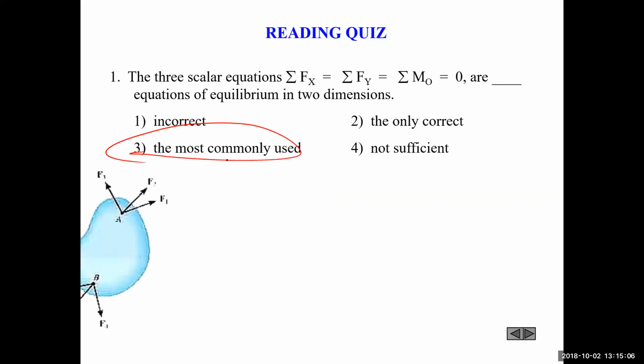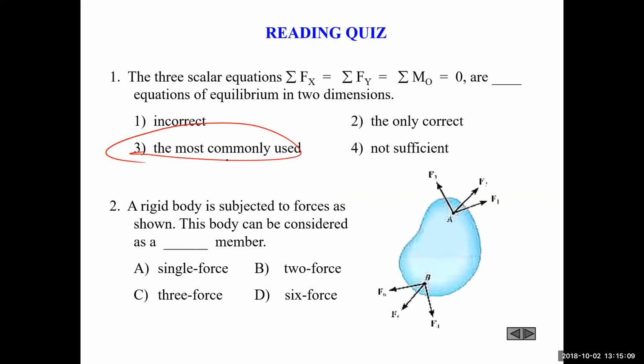Three scalar equations, sums of Fx, Fy, and M0, are most commonly used, though not always. A rigid body subject to forces as shown can be considered a two-force member, even though there appear to be six forces on it. Yeah, the net forces are at 2 points, so that's a 2-force member. There's only 2 points where forces are being applied to it. If it's in equilibrium, those forces have to be equal and opposite, pointing along the line AB, which I didn't really draw very well.